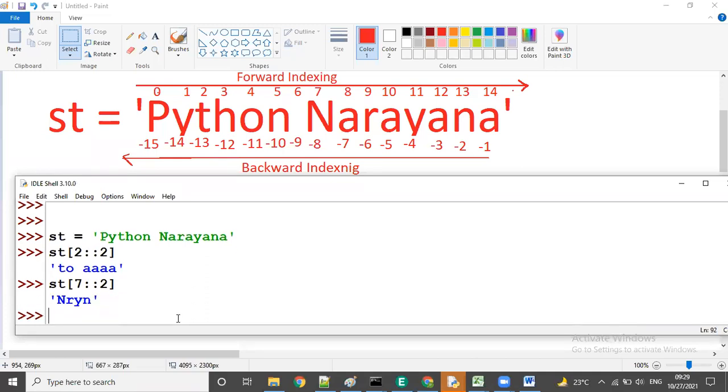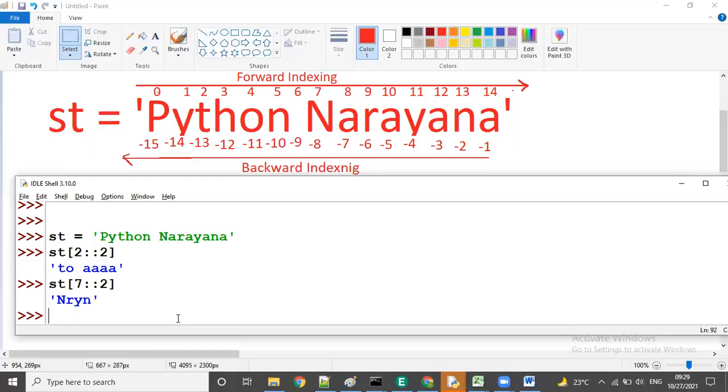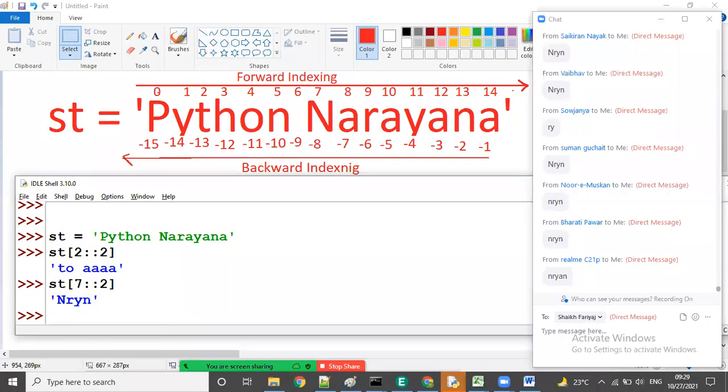Now the output is NRYN. Okay, the output is here, NRYN, sir. How is it? Now all of you observe here. I am saying, start number how much here? Start number 7. Where is 7? Yes, here 7 is there. This is the start number.